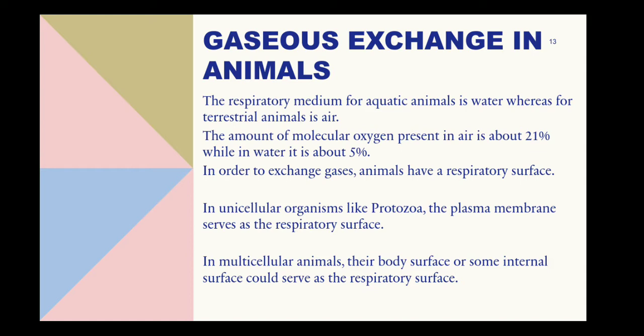In multicellular animals, their body surface or some internal surface could serve as the respiratory surface. So in some animals, they respire through their skin, but in human beings and other mammals, they have the respiratory surface inside their lungs. So this is how gaseous exchange takes place. So unicellular organisms means organisms of one cell. Multicellular organisms are organisms that have multiple cells, a lot of cells.